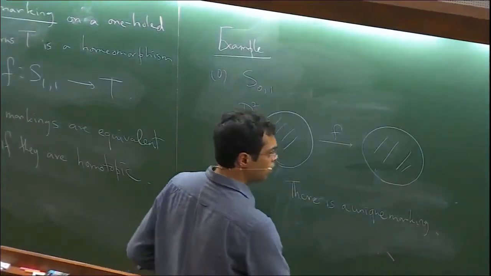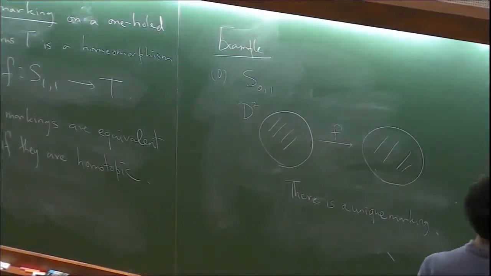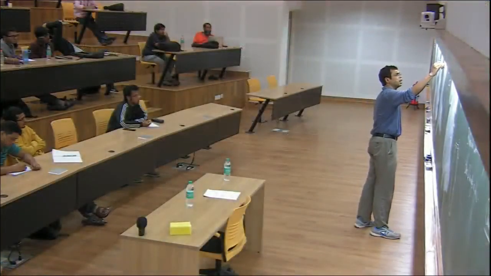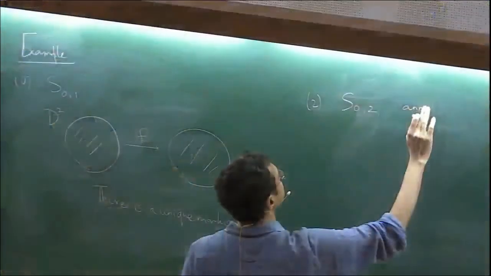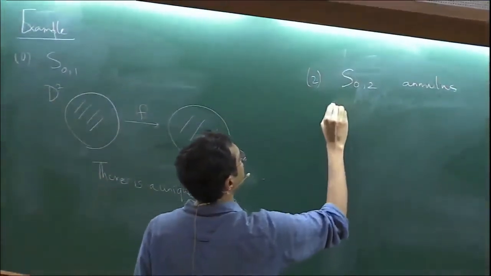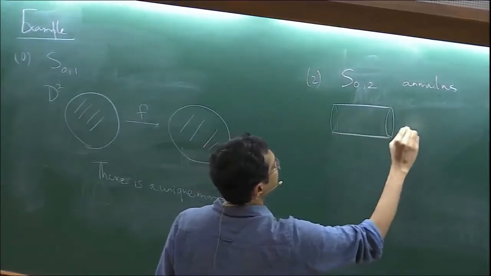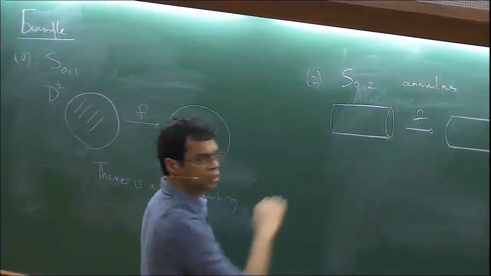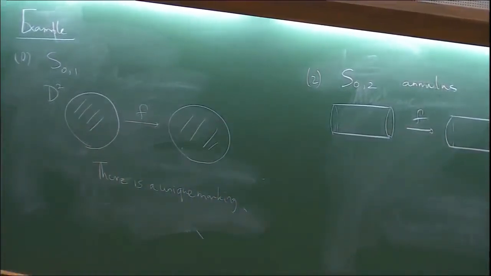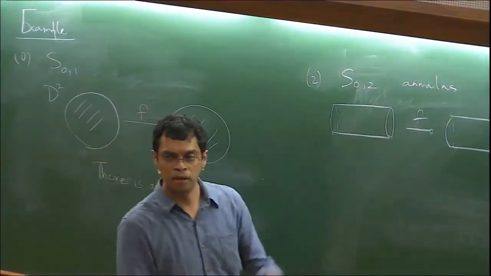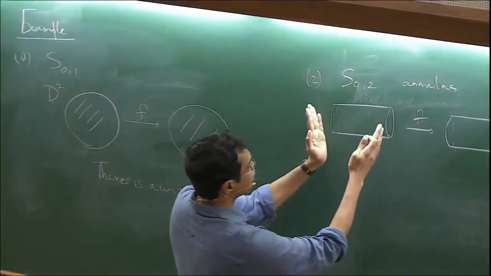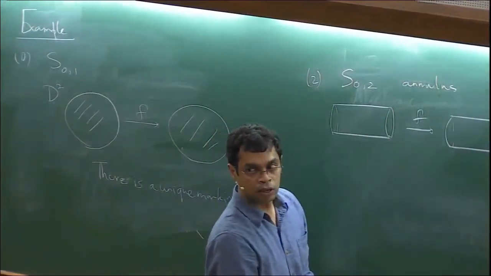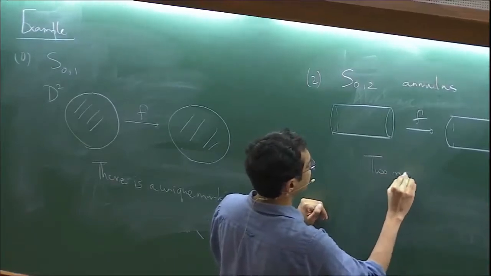Okay, so what about the sphere with two holes? That's just the annulus, right? So if you look at an annulus, or a cylinder, what are possible markings of a cylinder? Well, there are two possible markings. You can either preserve these boundary components, or you can swap them. So you have two markings.